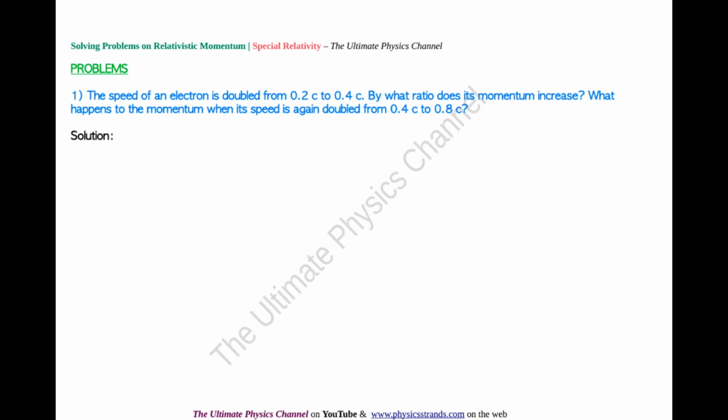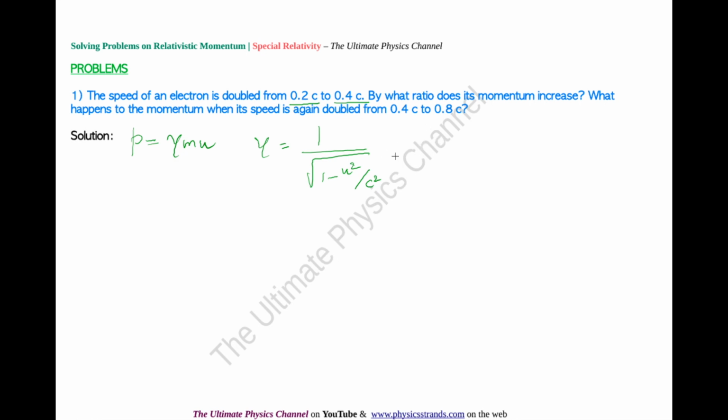We know that we have to use the relativistic expression for momentum here. That is, P is equal to gamma times mu. This is the relativistic expression. We have to get the gamma factor, that is 1 over square root of 1 minus u squared over c squared. Now here two velocities are involved. Initial velocity is 0.2c and it is doubled to 0.4c.